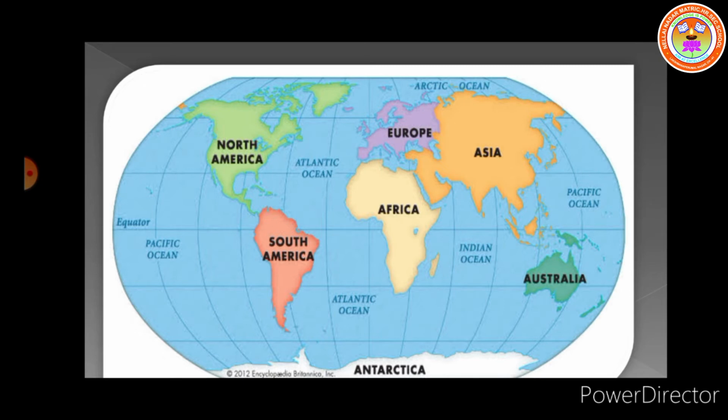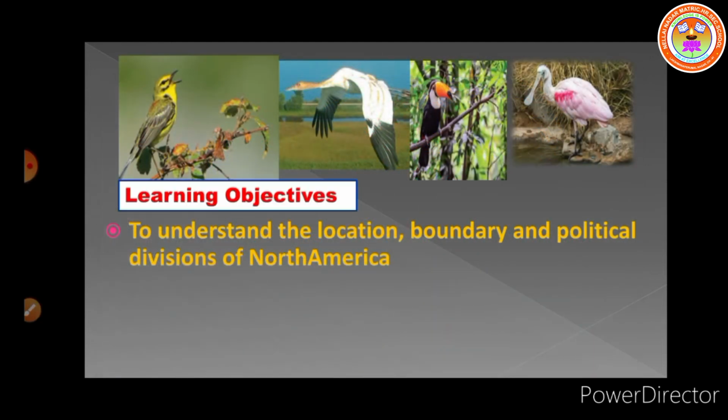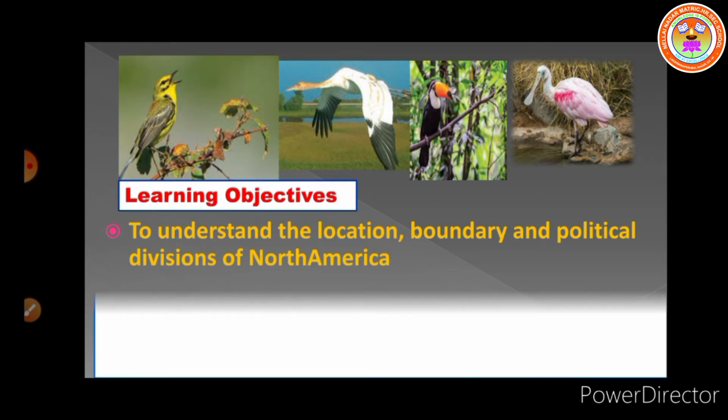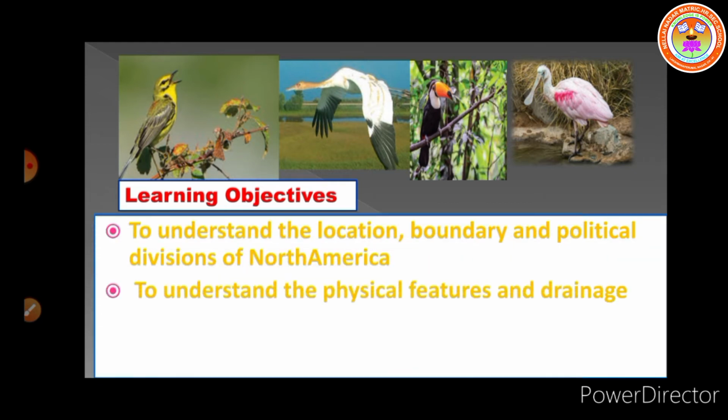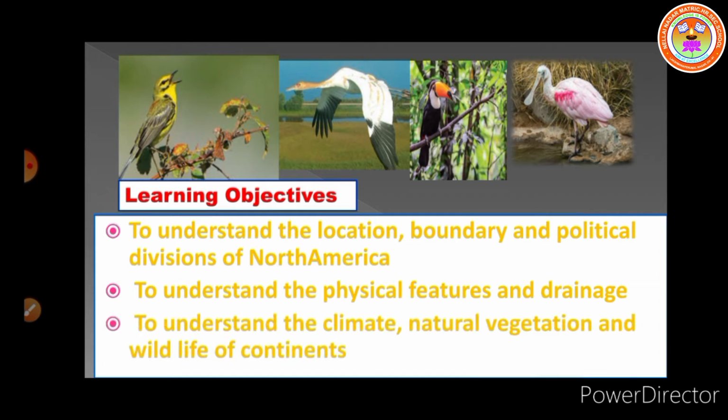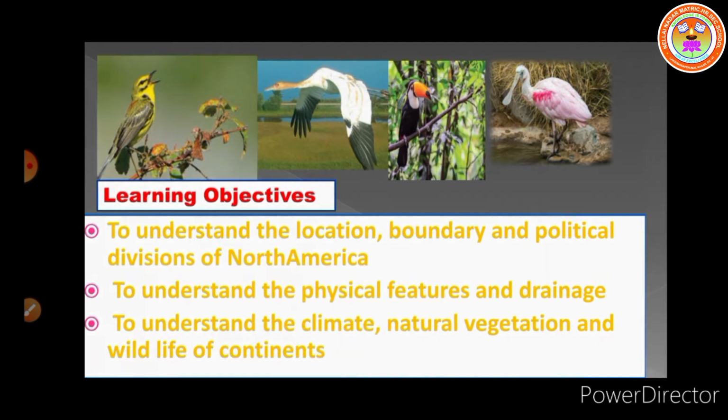Yes, there are 7 continents: North America, South America, Europe, Asia, Antarctica, Australia and Africa. Okay? North America learning objectives: to understand the location, boundary and political divisions of North America, to understand the physical features and range, to understand the climate, natural vegetation and wildlife of the continent.